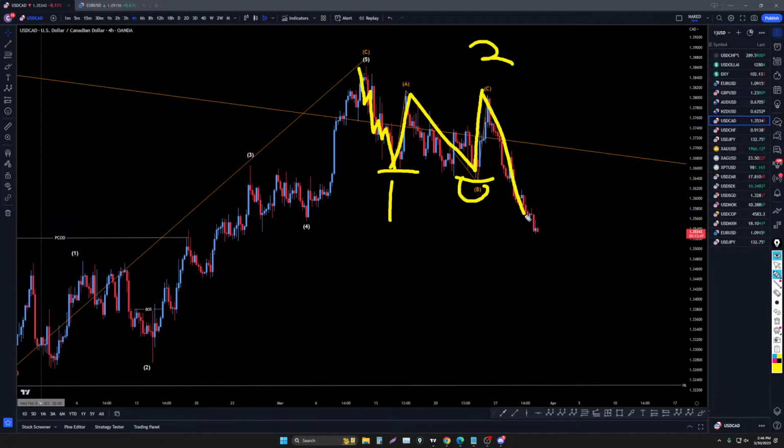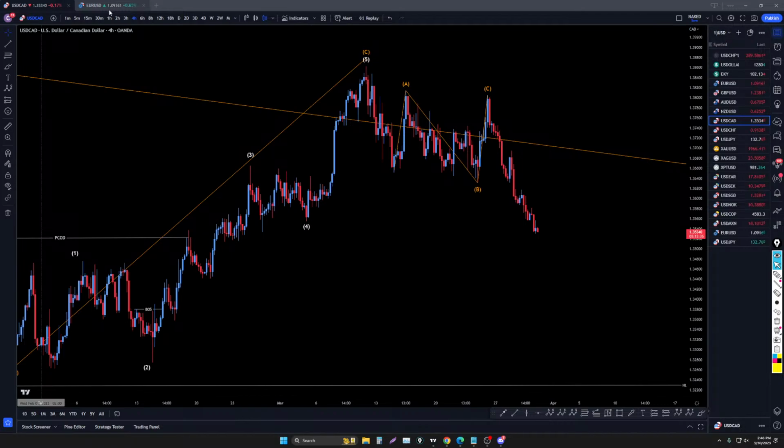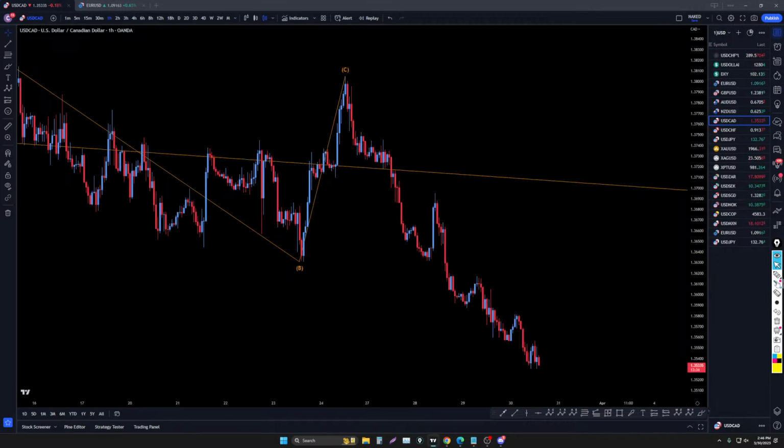I think that's the end of a correction, and I do believe it will keep going down, making lower highs and lower lows, telling me that I am definitely looking for shorts in a downtrend. Heading down to the 1-hour time frame.